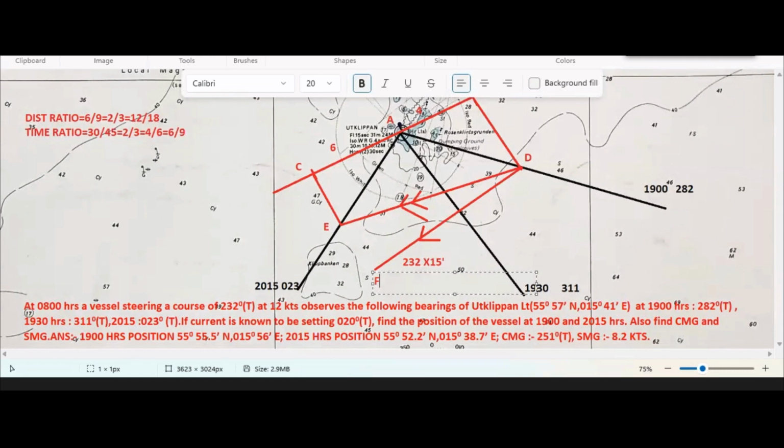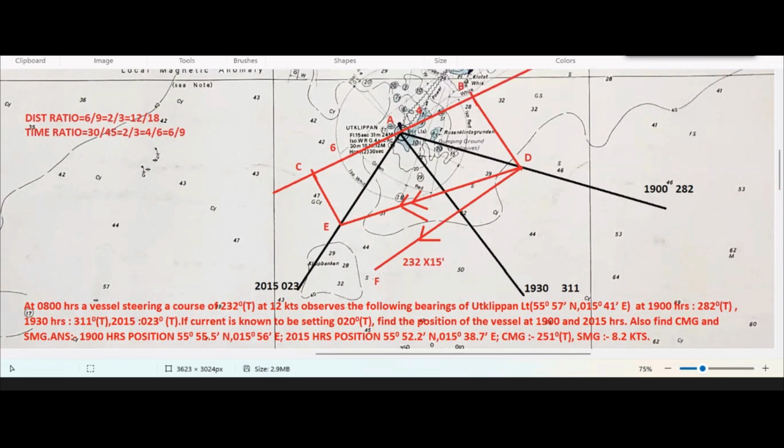Now we will be using the current. Current is giving 0 to 0. Sir, why 15 miles? What is the time interval between the first bearing and the third bearing? 1 hour 15 minutes. Engine speed is 12 knots. Okay, sir. So the distance covered in 1 hour 15 minutes is 15 miles. So DF is your 15 miles.